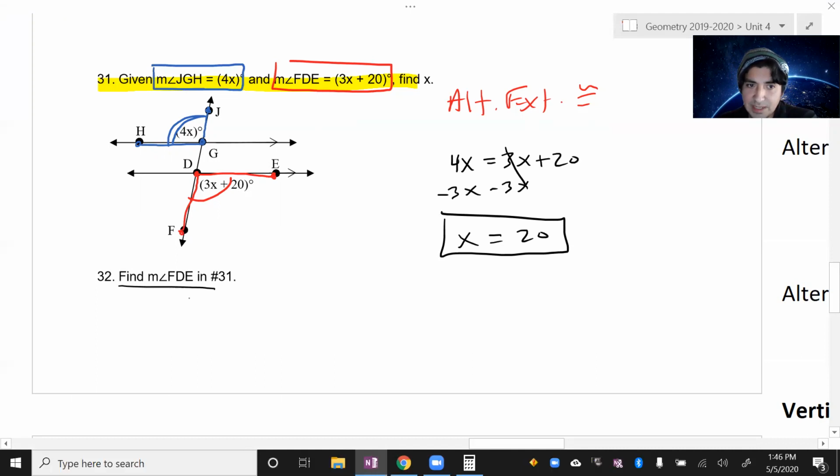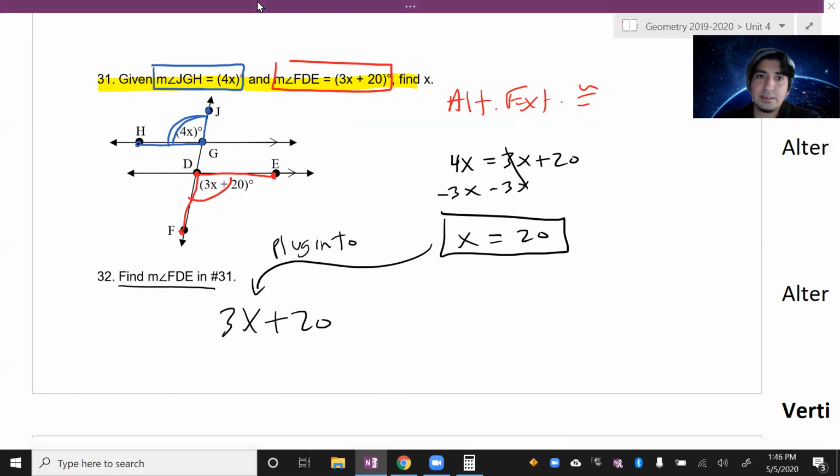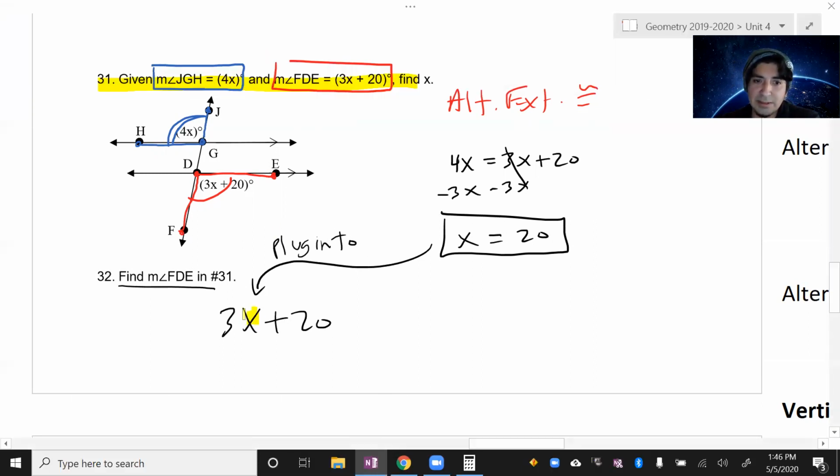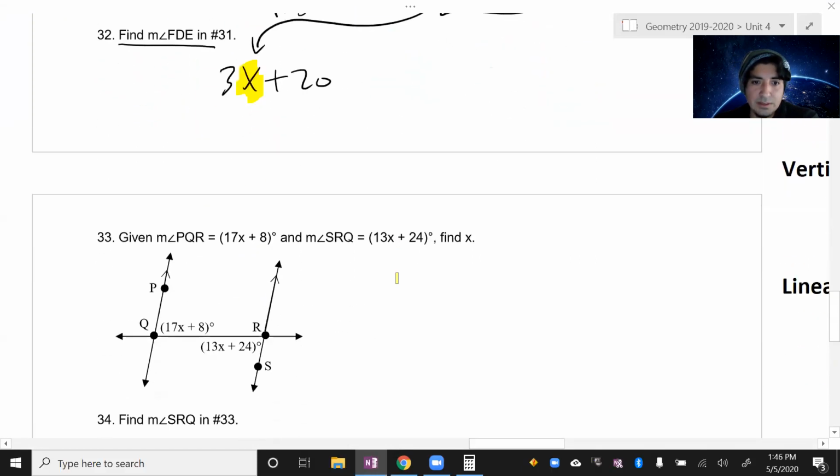Now this one right here happens to be FD. So that means you're going to take this 3X plus 20 and you're going to plug in what you know in there. So plug it in. I'll let you go and figure that one out on your own.